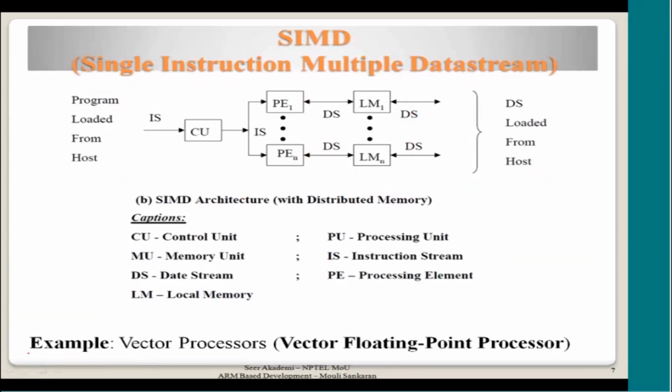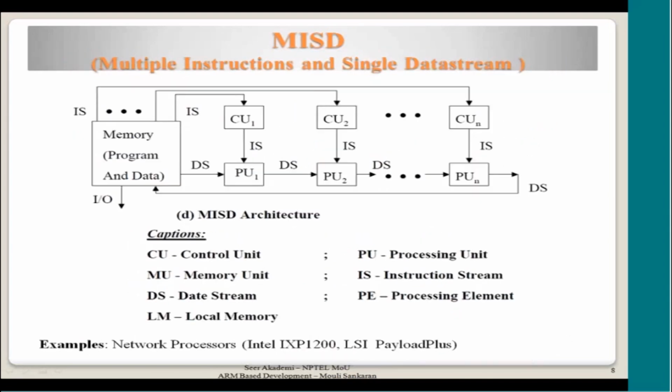So this is what is SIMD, and the vector floating point processor falls under this category. And another category is multiple instruction and single data stream. So what we saw earlier was single instruction and multiple data stream, and this is the reverse of that. What does it mean? You get different instructions to the units, but the same data.